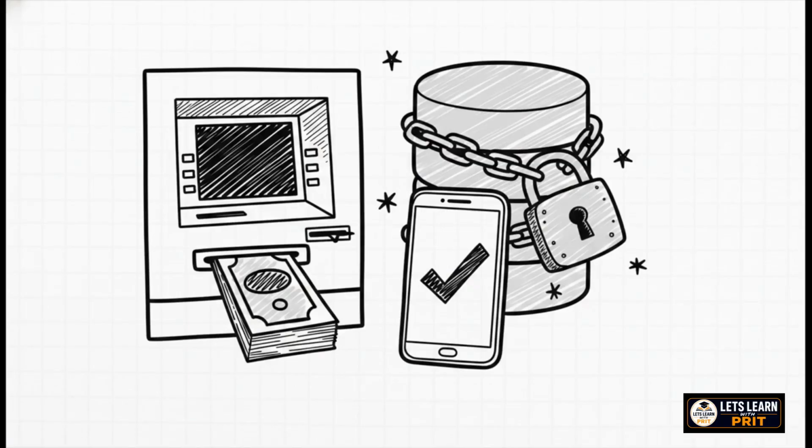Let's cement this with our ATM example. You insert your card, type in 500 rupees. While it's processing, that's the active state.